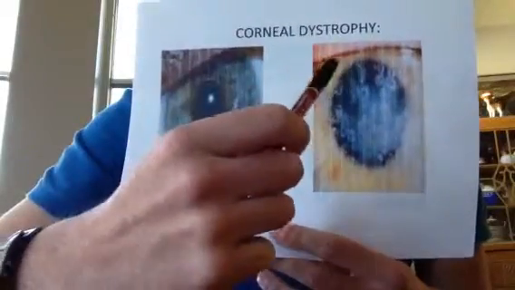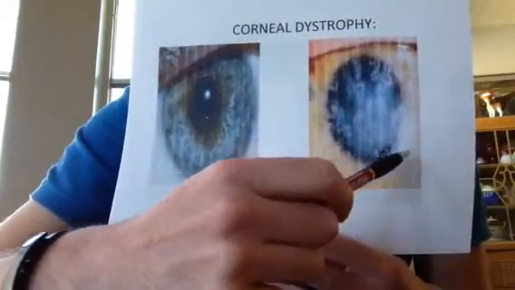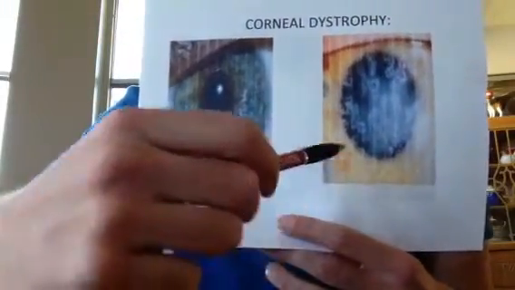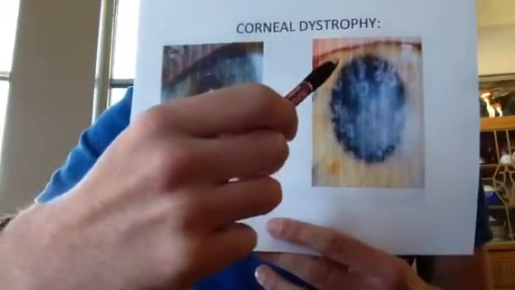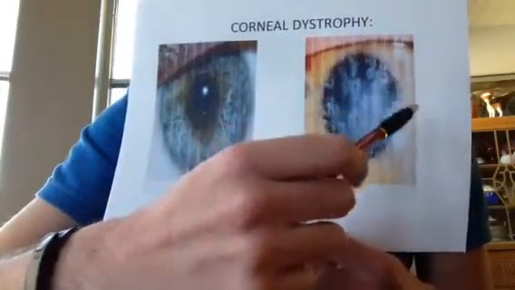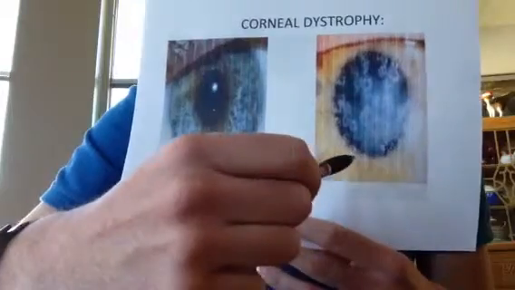Okay, and here's an eye affected by corneal dystrophy. This yellow-orangish material was that blurry material I was telling you about that can form in one or more layers of the human cornea.